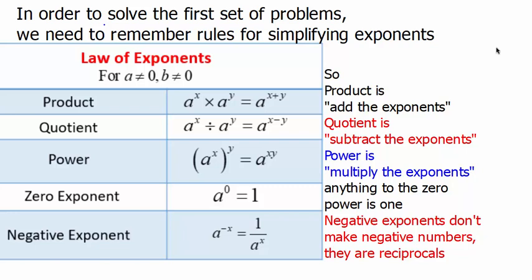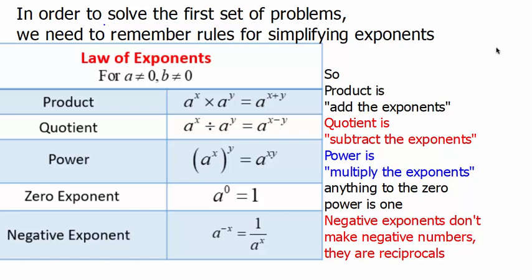Before we look at some examples of the warm-ups, we need to remind ourselves of the rules of exponents. When we see that we're multiplying the same base to two different powers, we add the exponents. When we are dividing the same base with two different powers, we subtract the exponents. When we take a power to a power, that's when we multiply.